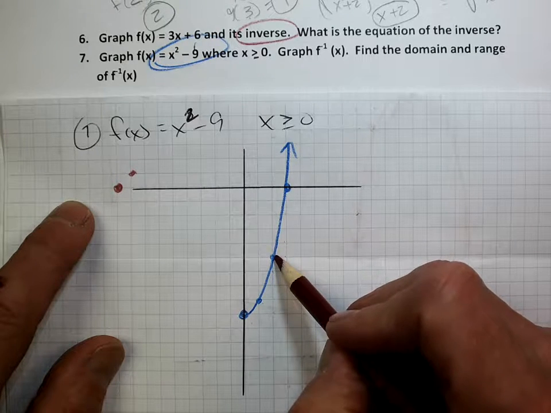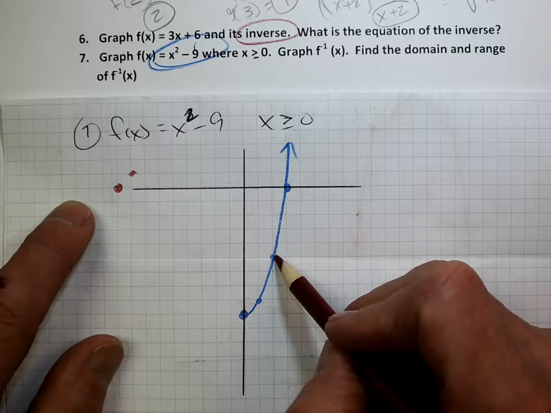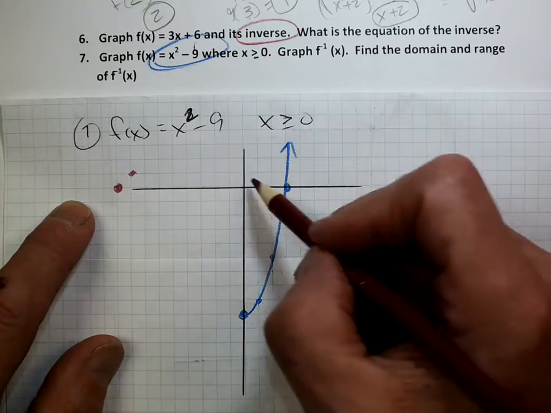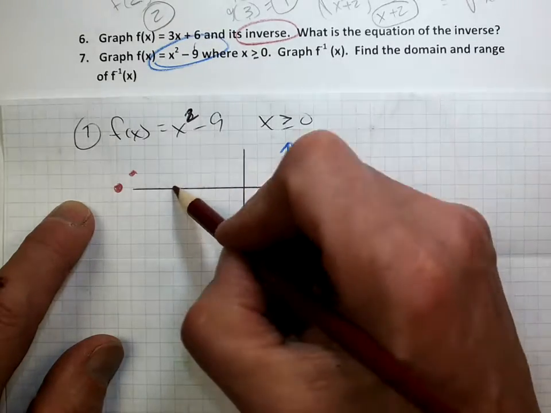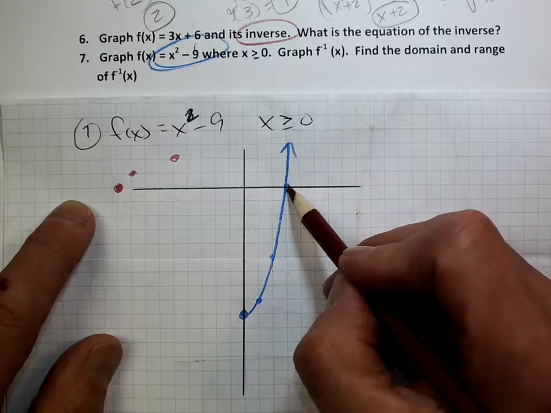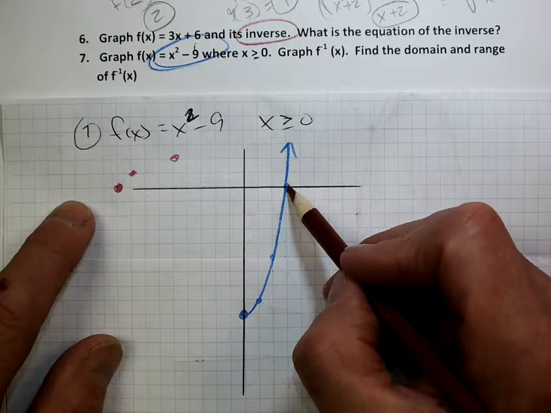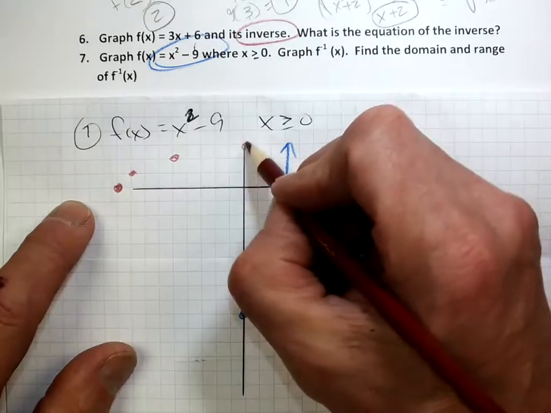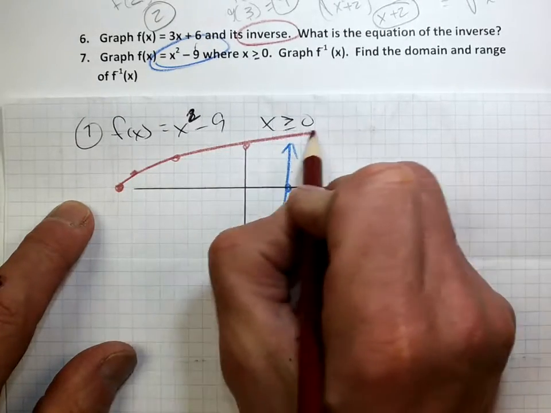This point's at (2, -5). Let's reverse (2, -5) to be (-5, 2). 1, 2, 3, 4, 5, 2. This is at (3, 0), so we'll reverse (3, 0) and make it (0, 3). That graph there.